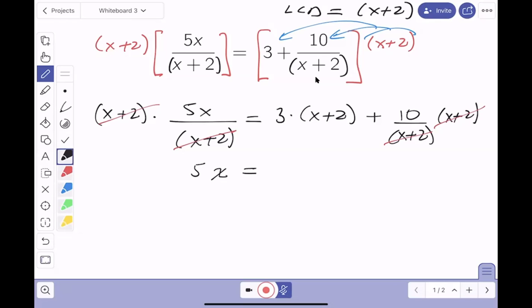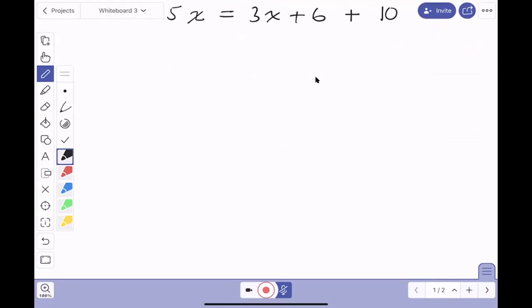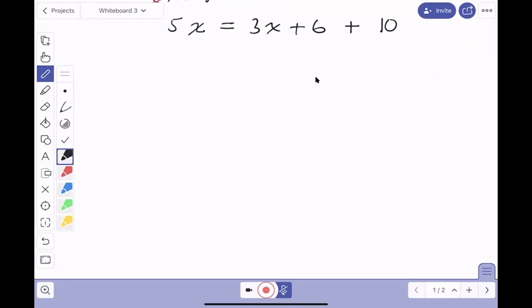On the right side, you left off with 3 times the quantity x plus 2, which is 3x plus 6, plus 10 times 1, which is 10. Now, by the way, I hope you realize this has become substantially easier for me to look at now. I can still go forward. I'm still on step number 1, simplification.